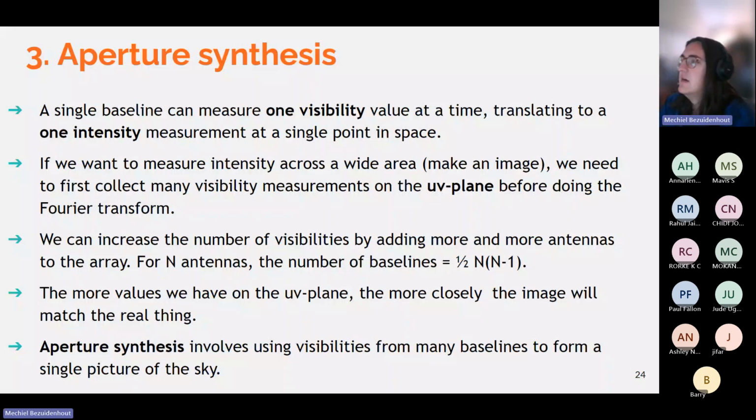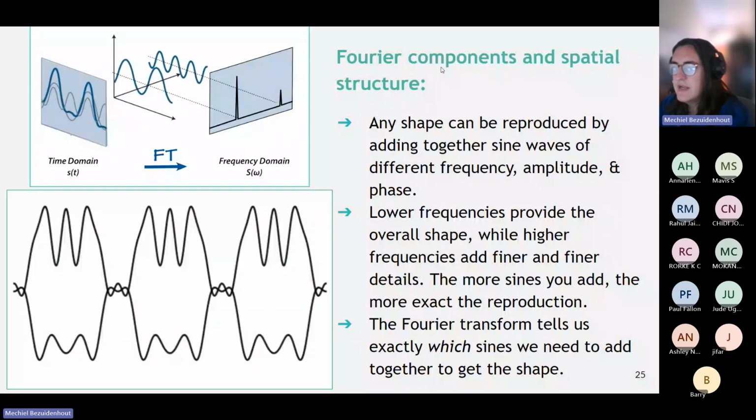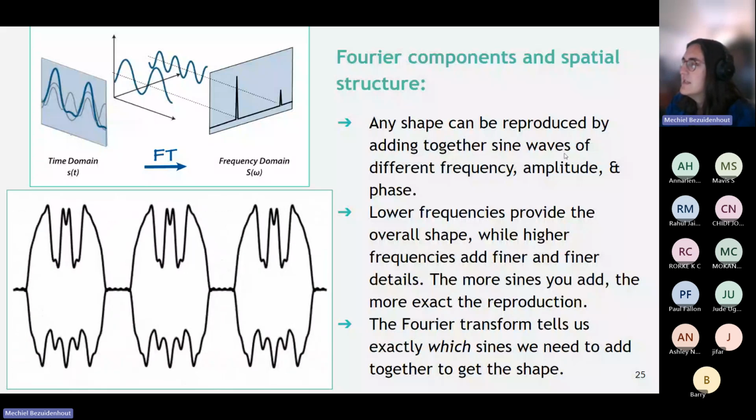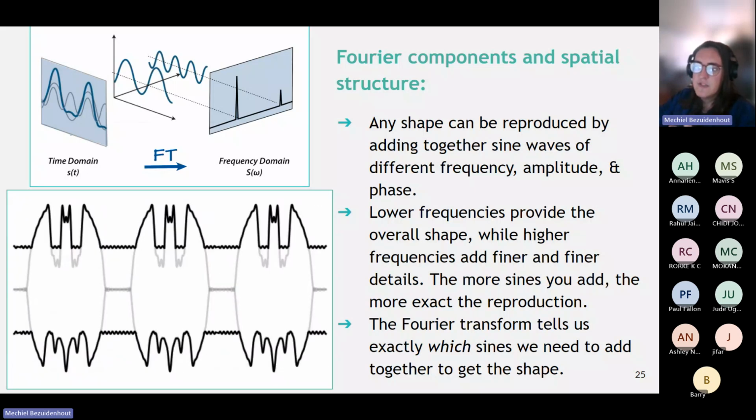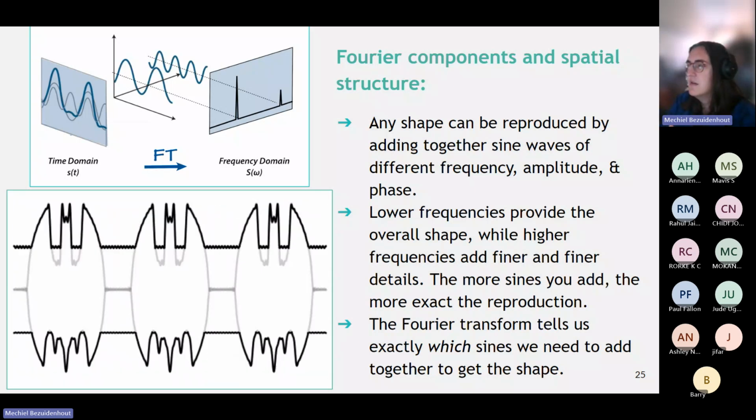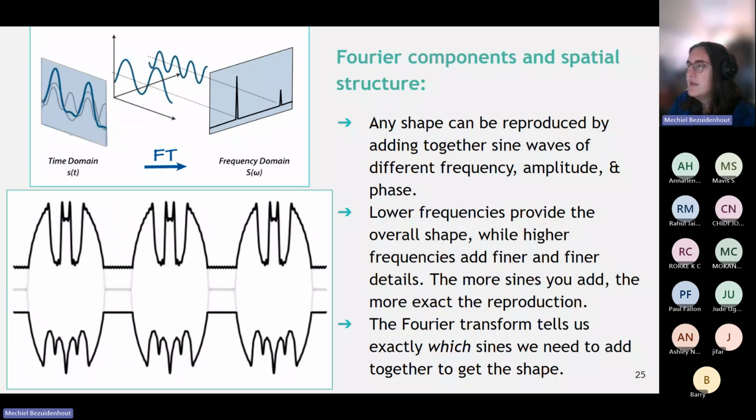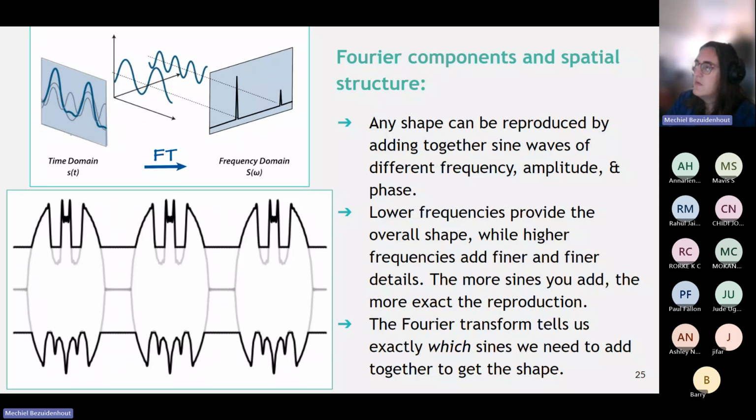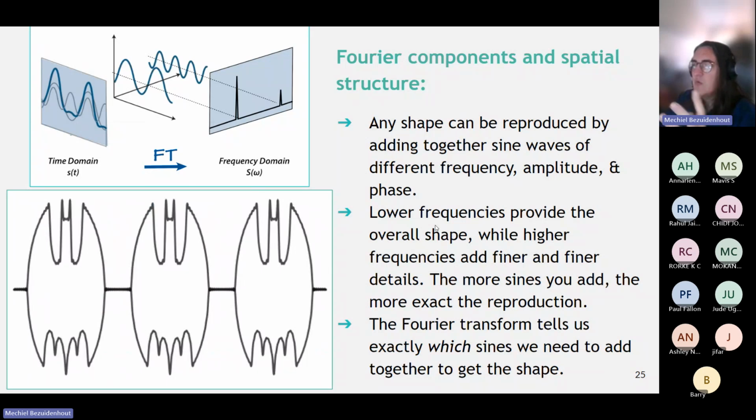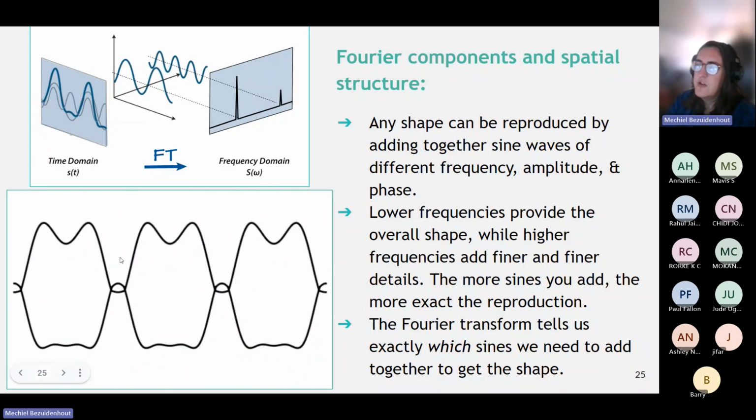So to understand this, let's go back to Fourier components a little bit. On the bottom is an animation which illustrates the point that any shape can be reproduced by adding together sine waves of different frequency, amplitude, and phase. If you look at this animation, it's taking a series of sine waves with different features and adding them together iteratively until eventually you get the Batman symbol out of it. And in order to make a good reproduction of the Batman symbol, you need lower frequency sine waves, big waves, to give you the overall shape of the Batman symbol. You see it started over now.